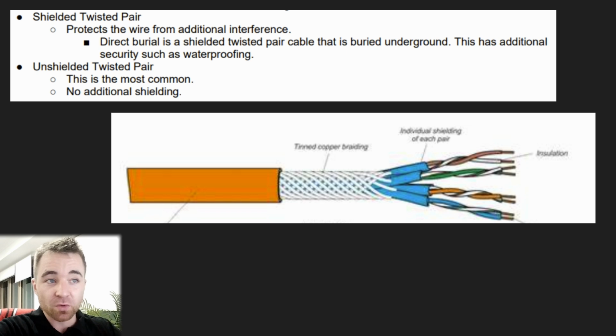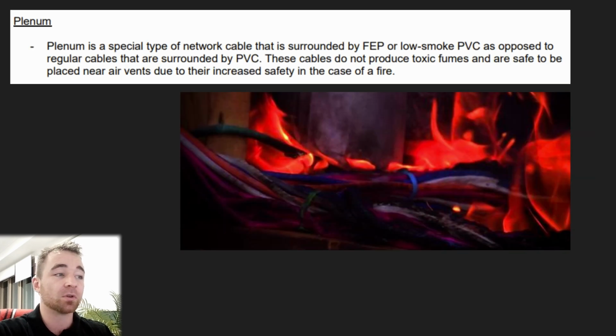That leads me to the unshielded twisted pair. Here, that second dot point, that's more common, right? You'd only get the shielded twisted pair if you necessarily need it because it's more expensive, okay? So that's all you're really going to need to know about that. We'll go ahead and move on to plenum.